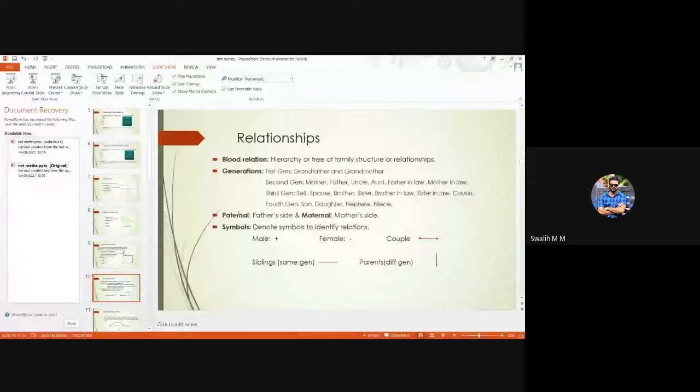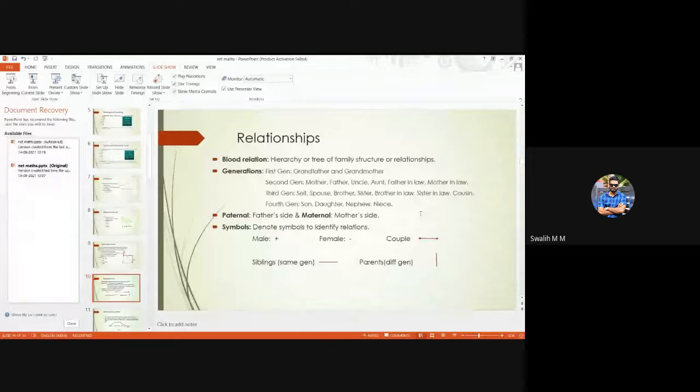And you need to know these two terms as well, paternal and maternal. Paternal means father's side. Maternal means mother's side. It is easy if you know M for maternal and M for mother. So maternal uncle means mother's brother. Paternal uncle means father's brother. Likewise, paternal grandfather would be father's father.